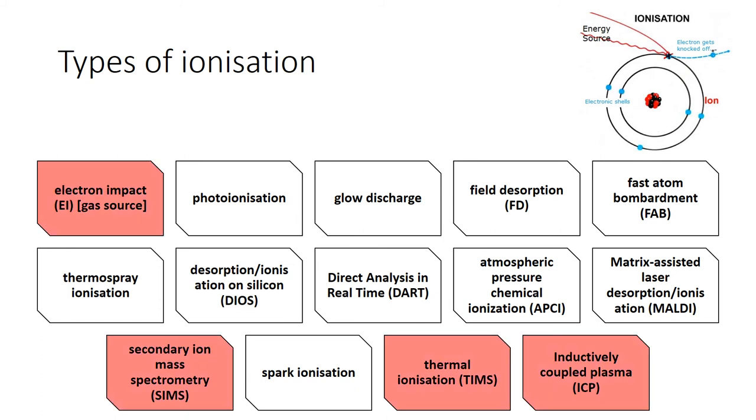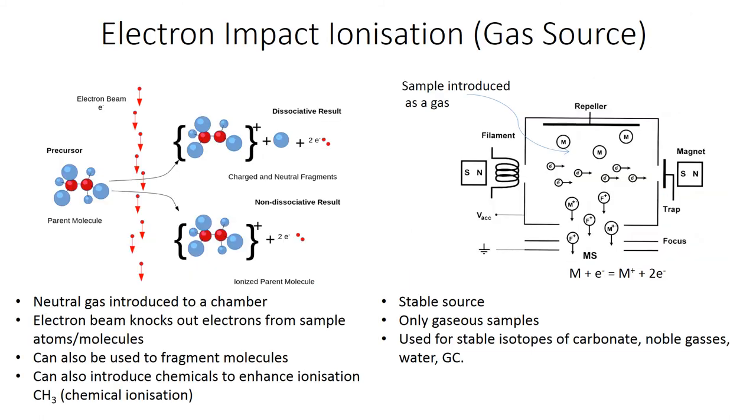But the ones we're going to be looking at that are most common in the geological sciences are these four here. So there's electron impact, secondary ionization mass spectrometry, thermal ionization, and inductively coupled plasma. We're going to look at those in turn and give some examples of where they might be useful to a geoscientist.